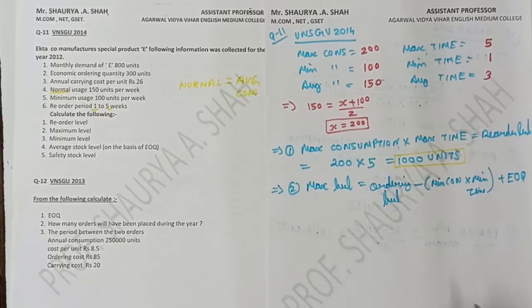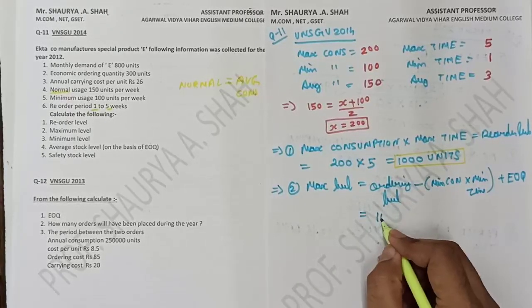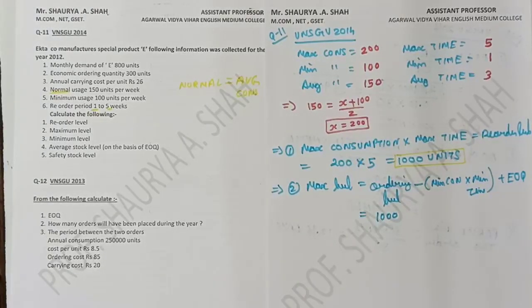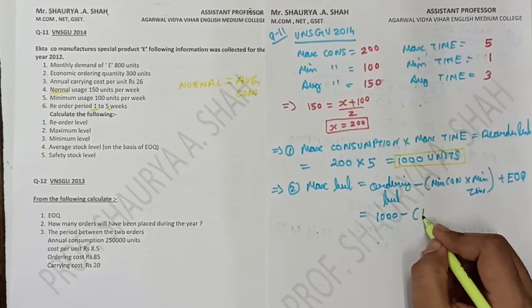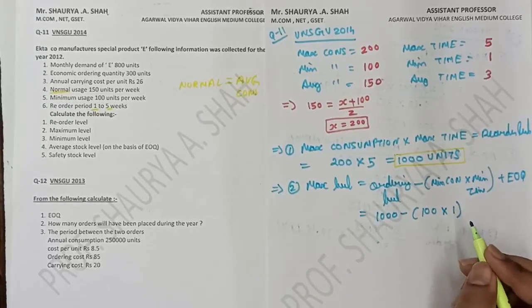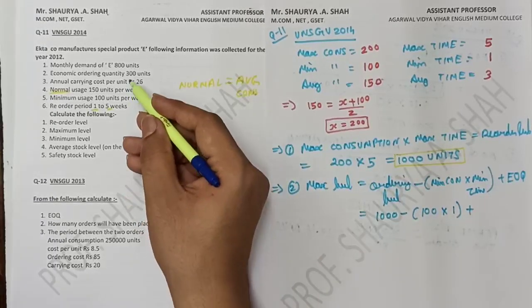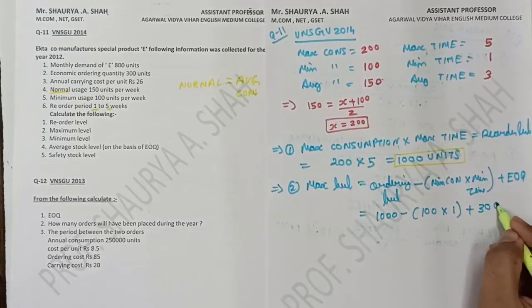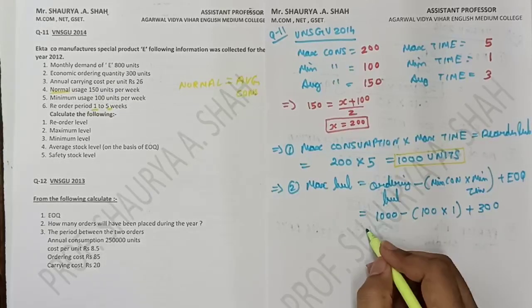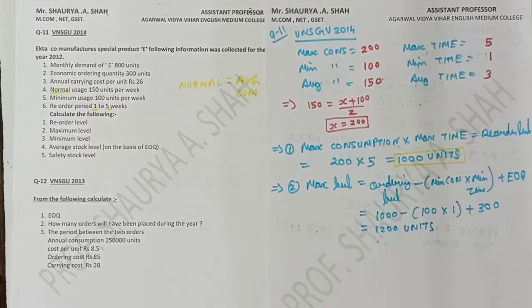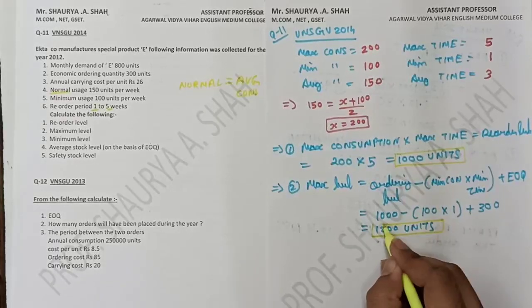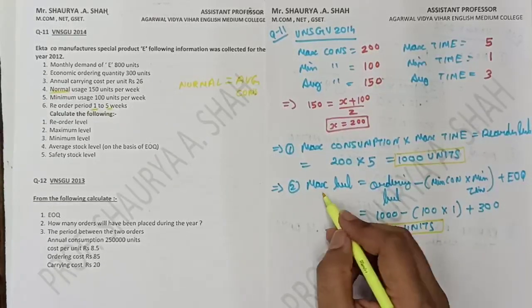I hope it is clear to everyone. Just put in the formula. Just now we found out the ordering level, that is 1000, minus minimum consumption, you can see 100, minimum time is 1, plus EOQ. EOQ you can directly find from the question, that is 300 units, right? So when you solve 1000 minus 100 plus 300, you will get the answer of 1200 units, right? So that is my maximum level which I am asked in the sum, 1200 units. I suppose it is clear to each and every student.